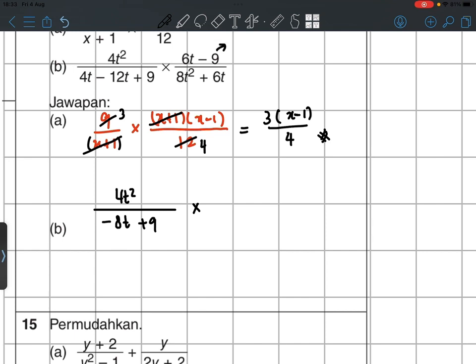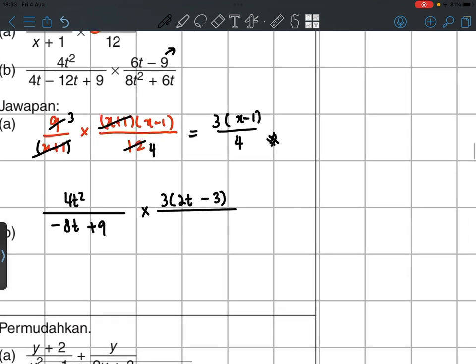The HCF is 3, so we just take out 3, left with 2t minus 3, divided by what? So we can factorize these two. The HCF is 2t, so just take out the 2t. We are left with 4t plus 3, is it? I don't know if we can simplify this further.